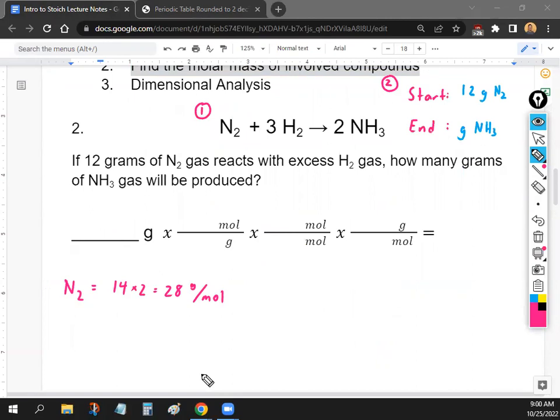All right, I am going to give you 45 seconds to find the molar mass of the other important chemical, NH3. So you can work with the person next to you, take a look at the periodic table, and I'll give you 45 seconds to find the molar mass of NH3.